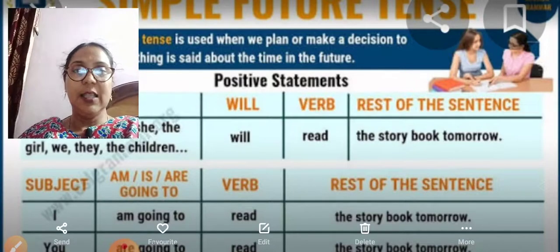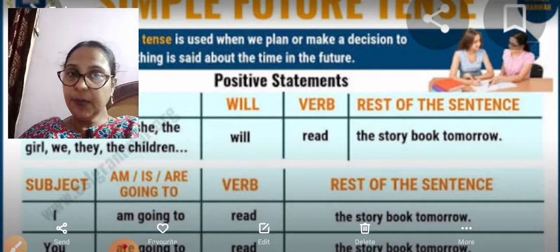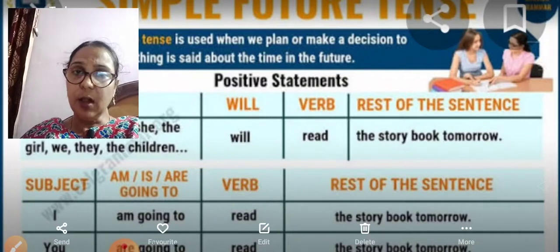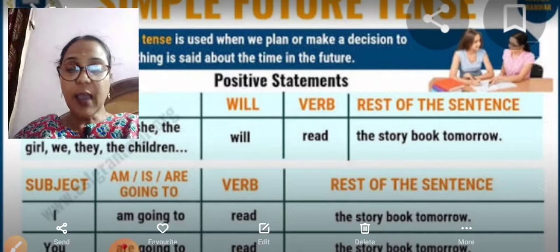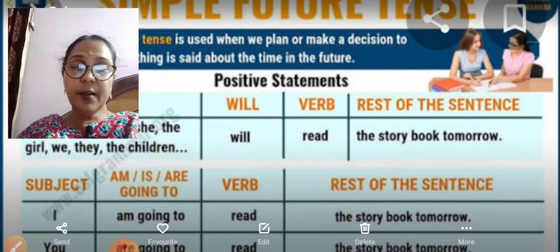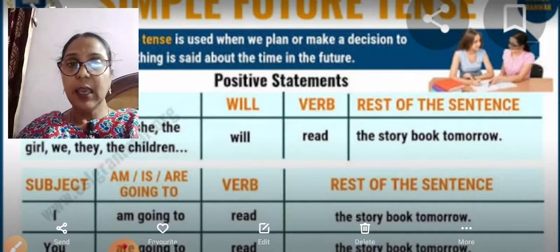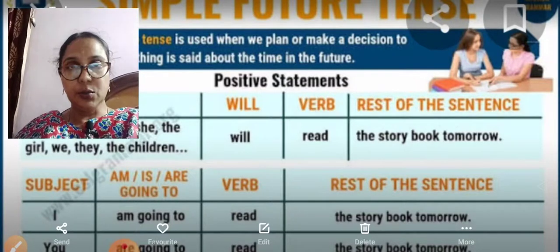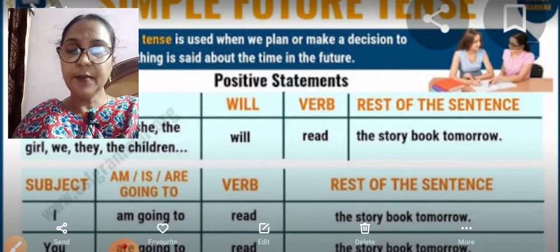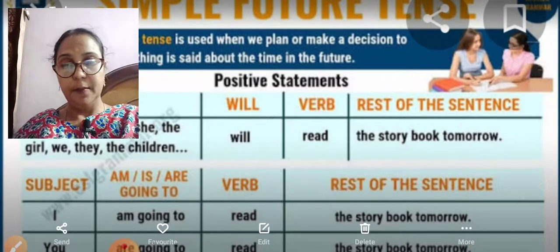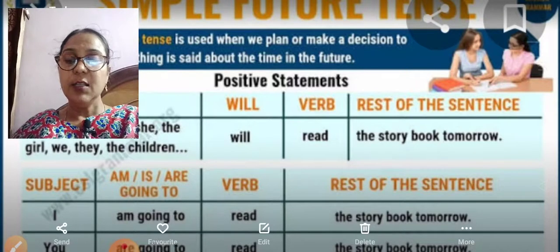As we have discussed, there are three forms of simple future tense. First form is positive form, second form is negative form, and third form is interrogative form. And we have solved one exercise on page number 109 in your Mastering Grammar book, and we have completed exercise number A. Today we are going to do the exercise which is left in your Mastering Grammar book, that is exercise number B.